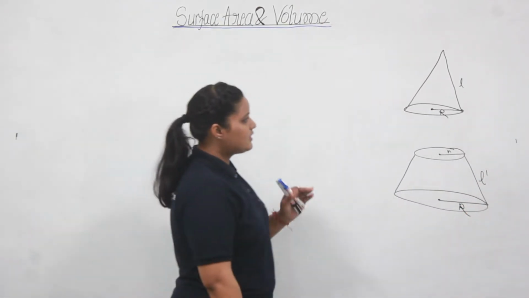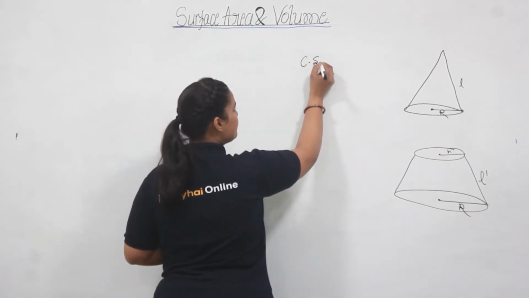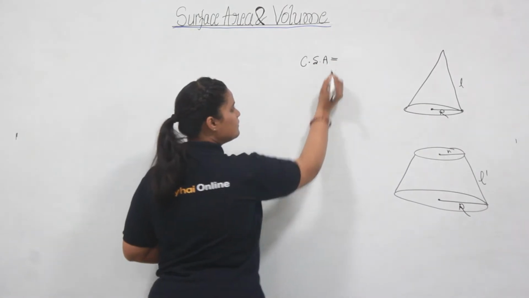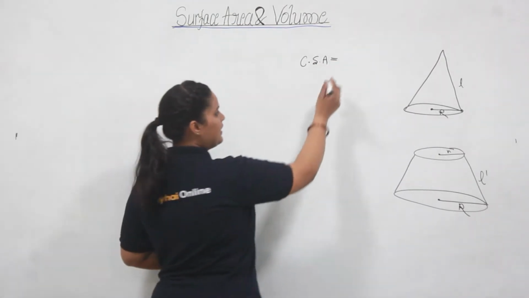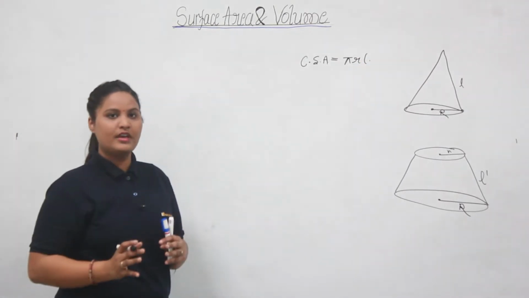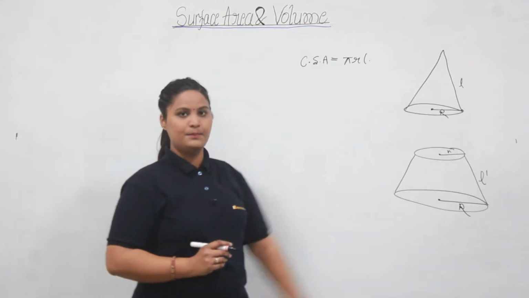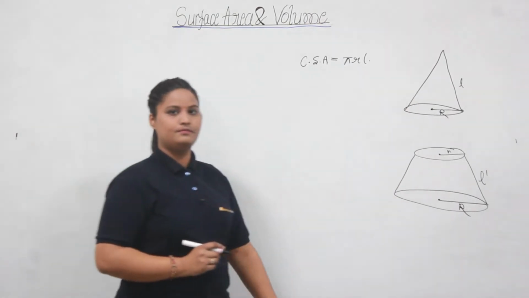Now just think about it. We have already learned what the curved surface area of a cone is. It is pi R L, and we have also gone through the proof of how we prove that it is pi R L. Now come to the frustum.